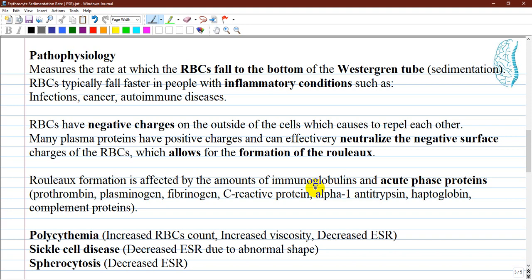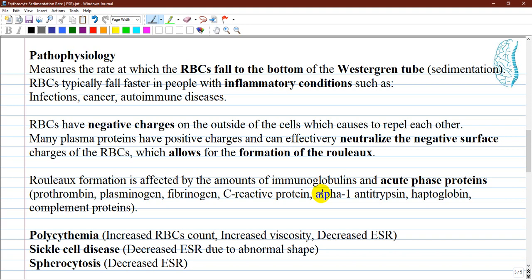Rouleaux formation is possible because of the particular discoid shape of red blood cells. The flat surfaces of the red blood cells allow them to make contact with other red blood cells and stick together, which become heavier and sediment faster to the bottom of the tube.